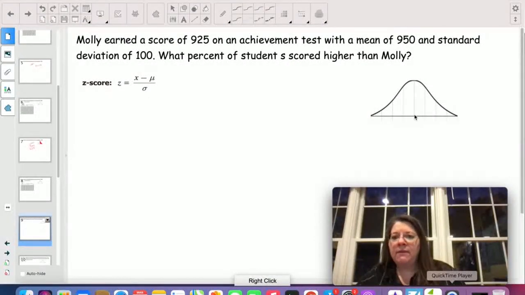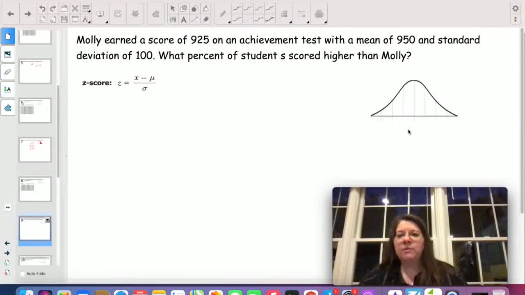If the mean of the test is 950 and Molly scored a 925, she is just below the mean. So she scored in here somewhere. Aren't we going to have to find Molly's z-score and then find what percent of the data is below her z-score?